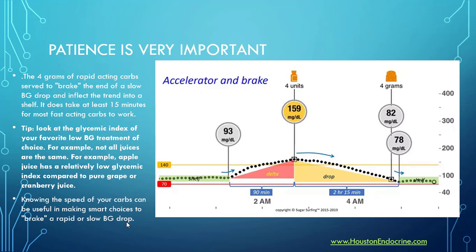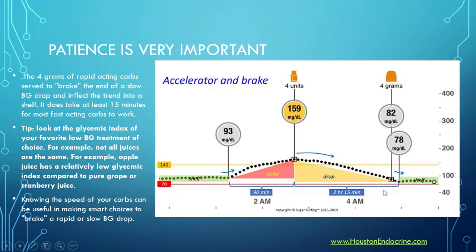So knowing the speed or how fast your carbs will affect your sugars will help you make better decisions on giving yourself insulin. So in this example, the patient has a relative shelf at the beginning, but then there is a delta that is occurring, and they give themselves a small amount of insulin, 4 units in this example, and then they start to drop.